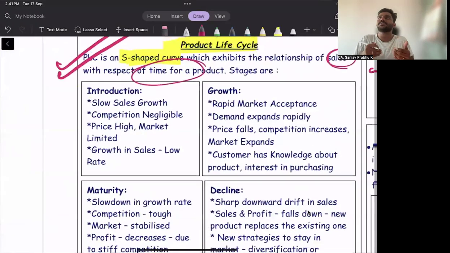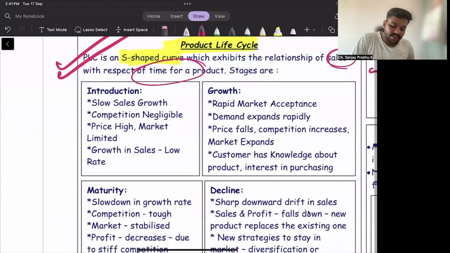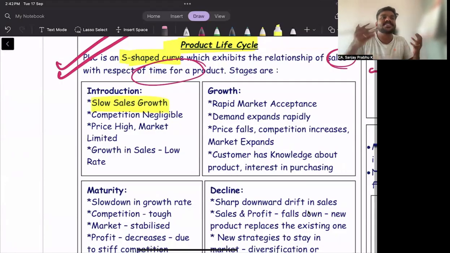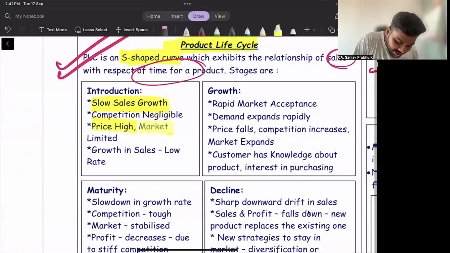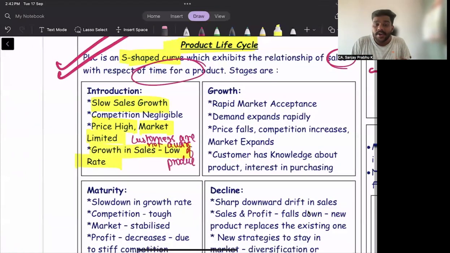Introduction stage. You have just introduced a product in the market. What happens when you are introducing a product in the market? Slow sales growth. When you're introducing a product, customer is not aware of your product. So slow sales growth. Price will be high. Market is limited. Why is market limited? Because customers are not aware of the product. So growth in the sales is low, rate of sales is low.